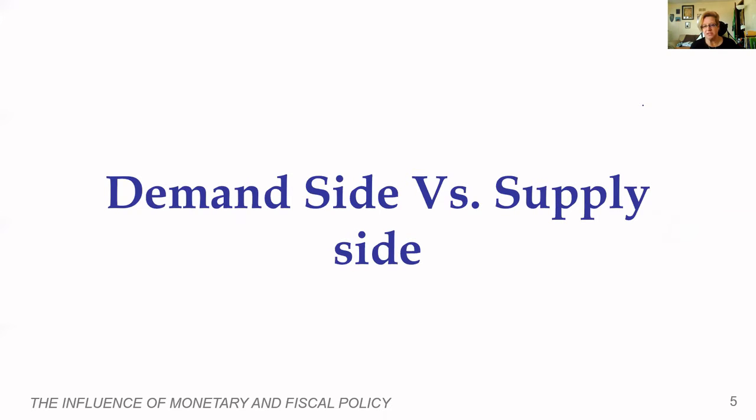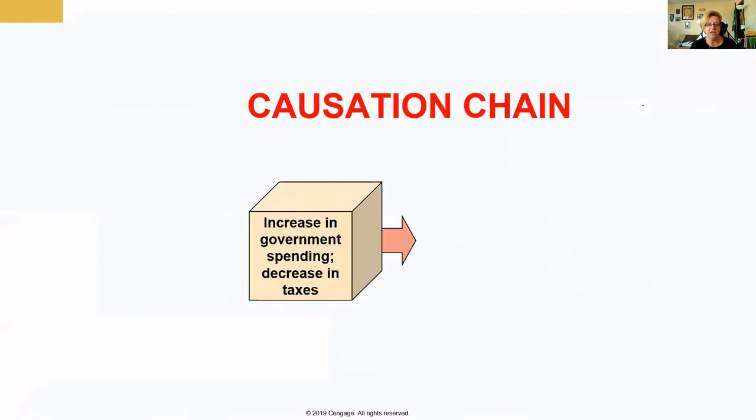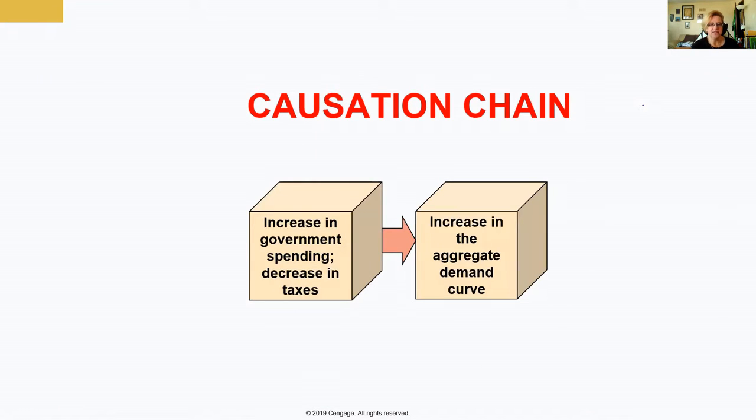So what's the difference between demand side versus supply side economics? If we look at demand side, the idea is increasing government spending and decreasing taxes. What will happen in that respect is it will shift the aggregate demand curve outward and to the right.